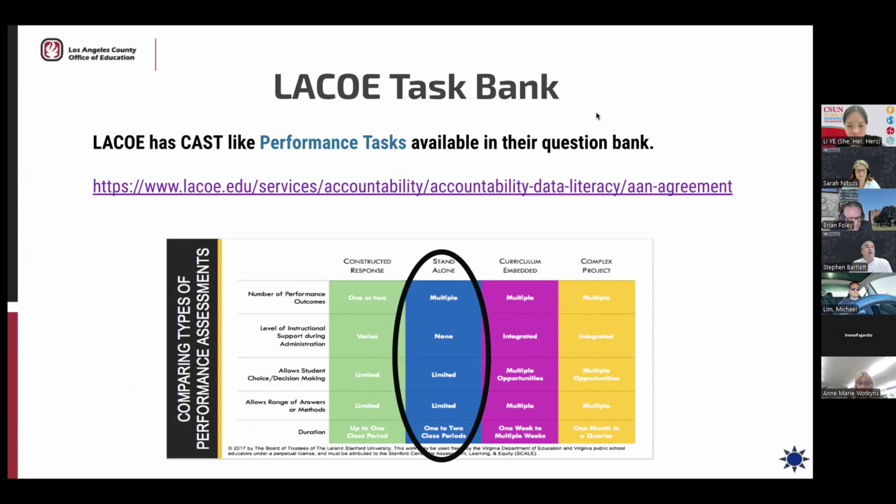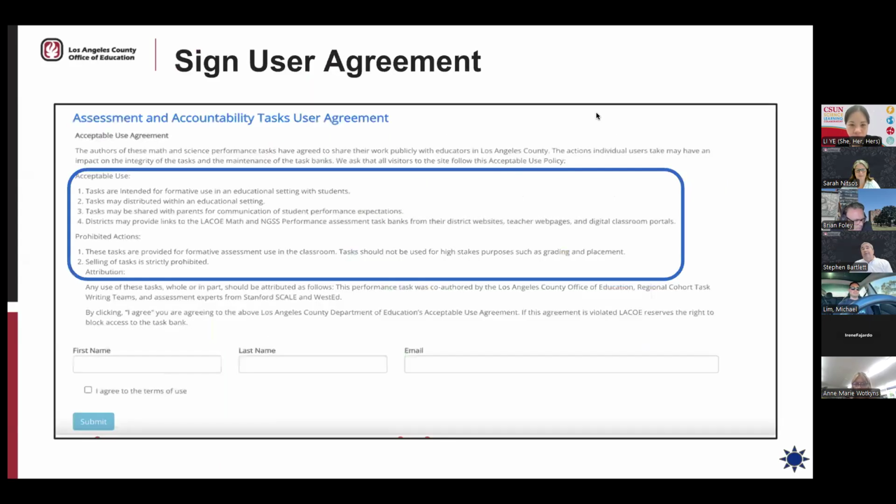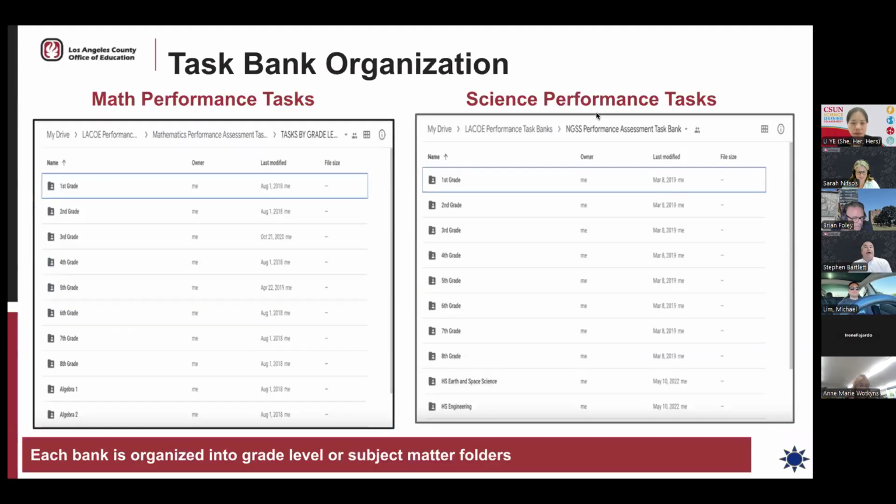So before accessing, and in the next slide you can see that before accessing the LACOE Task Bank, you're going to be required to sign a user agreement. And that's to ensure that you're understanding the terms of usage, how the task will be used in the classroom setting. And it's just essentially asking you not to repost into a Teachers Pay Teachers or something like that. So that grants you access to the full bank of tasks. They're intended for formative use in an educational setting with students. They're not intended for high stakes use.